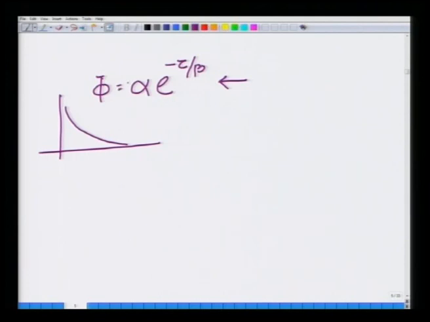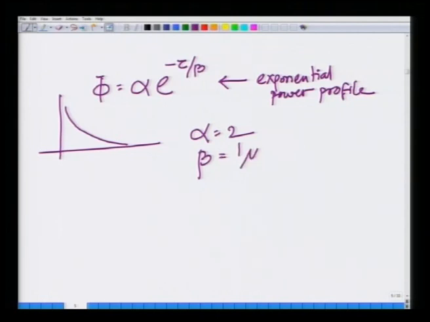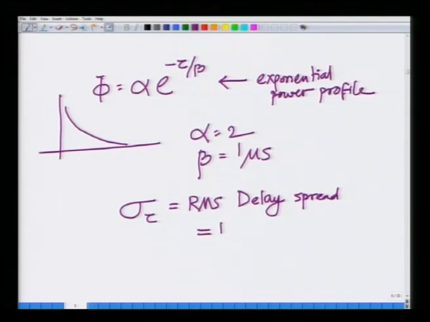Hence, what have we derived so far? What we have derived is for the exponential power profile given as alpha e power minus tau over beta, with alpha equals 2 and beta equals 1 microsecond, that the sigma tau, or RMS delay spread, equals 1 microsecond.